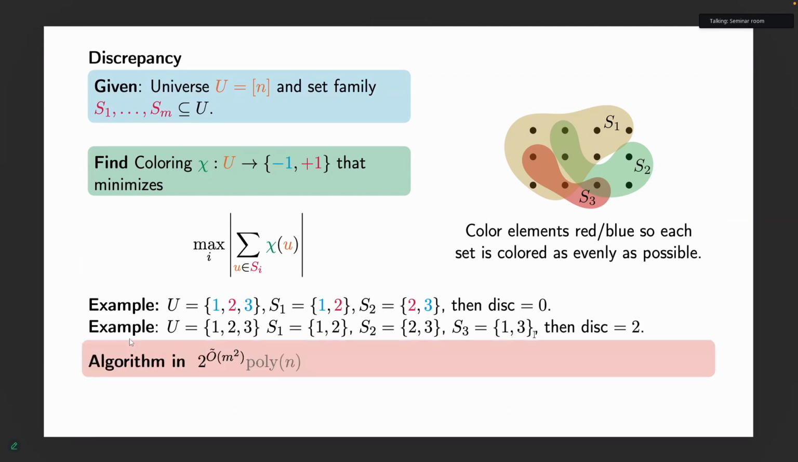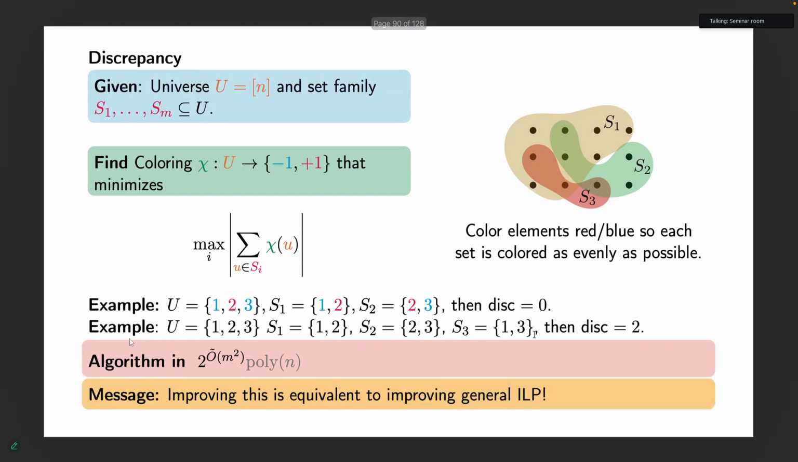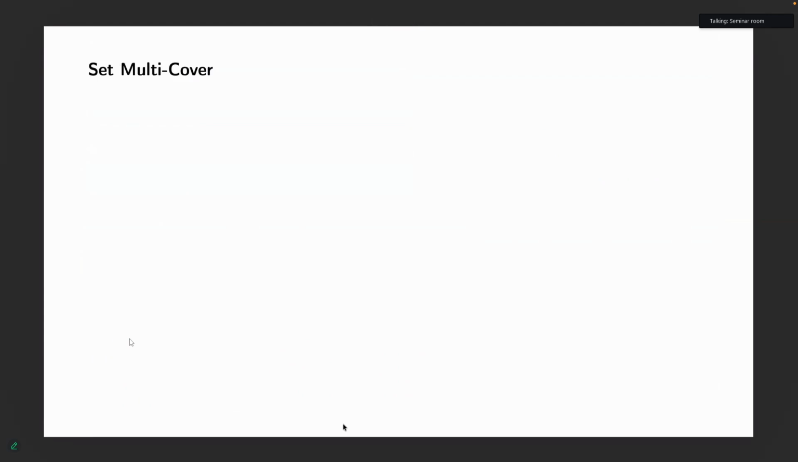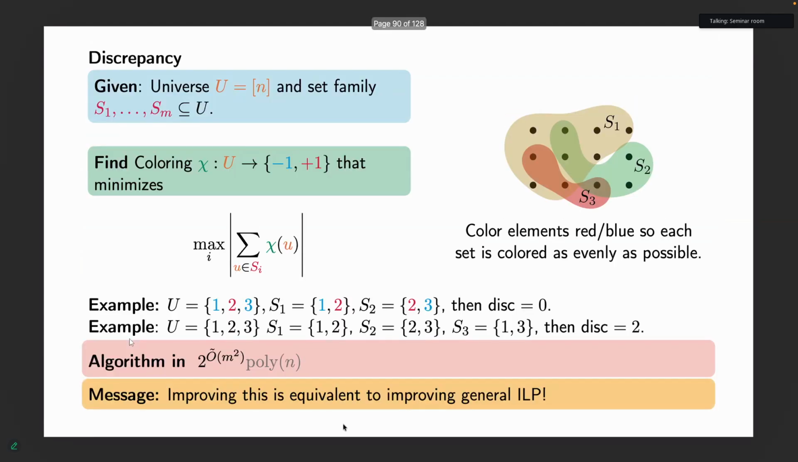And you can also solve it in 2 to the O tilde of m squared. Surprisingly, if you could improve this to 2 to the m to the 1.99, you would improve all bounded ILPs and all of these problems that I talked about. Any questions? So the sizes of these sets are not important? No. I mean, if they are constant, then probably you can solve it faster. But in our reduction, it's high.